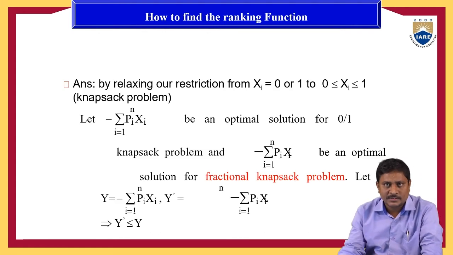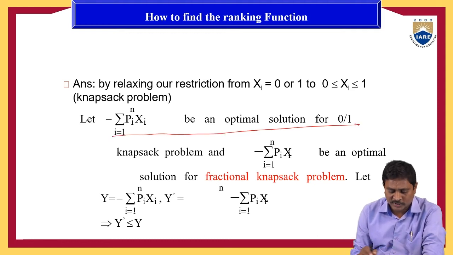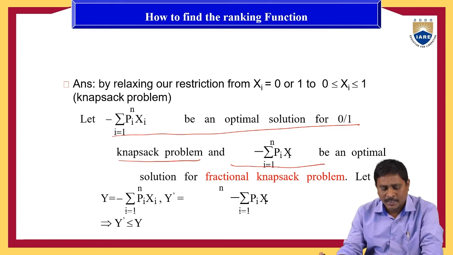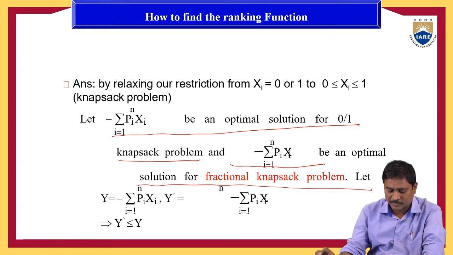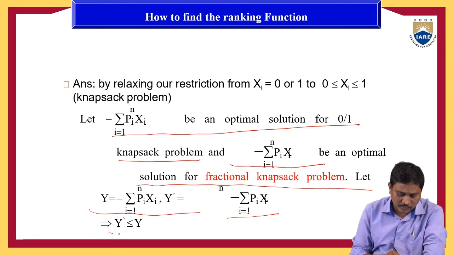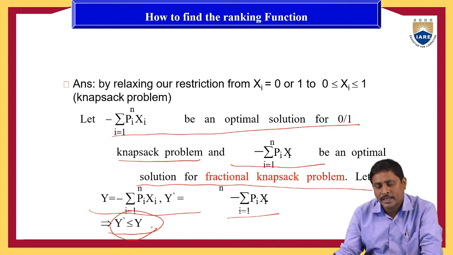How to find the ranking function? By relaxing our restriction from xi equal to 0 or 1 to 0 less than or equal to xi less than or equal to 1, we get the fractional knapsack problem. Let minus summation over i equal to 1 to n of Pixi be an optimal solution for the 0-1 knapsack problem, and minus summation over i equal to 1 to n of Pixi be an optimal solution for the fractional problem. Let y equal to summation over i equal to 1 to n of Pixi, and y dash equal to minus summation over i equal to 1 to n of Pixi. So y dash is less than or equal to y.